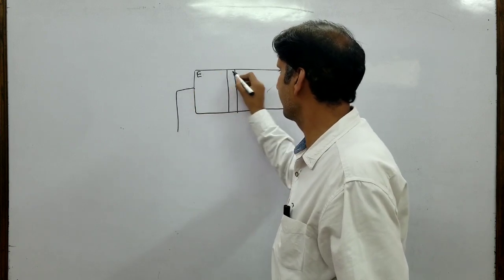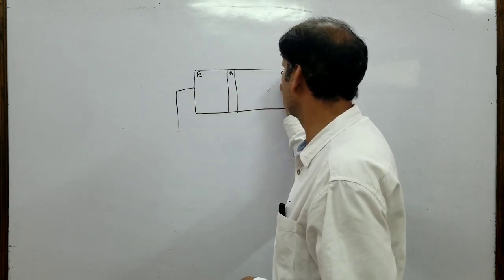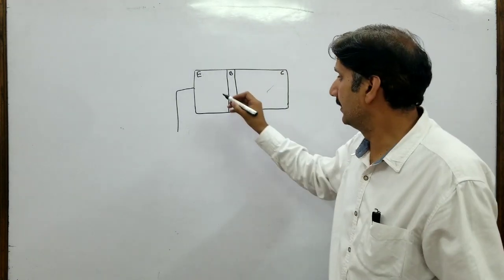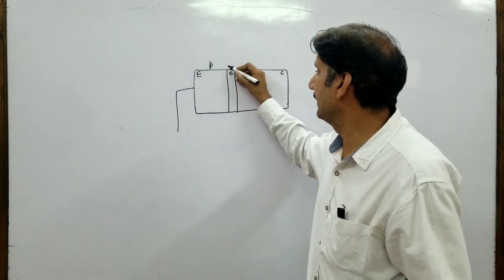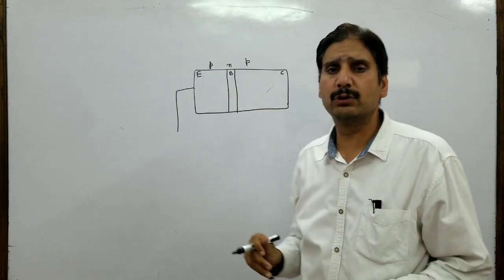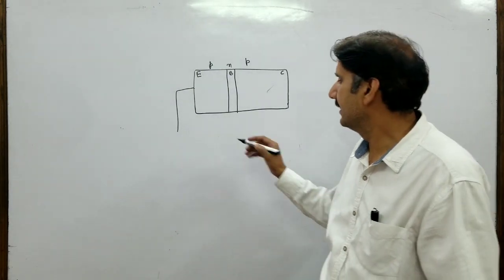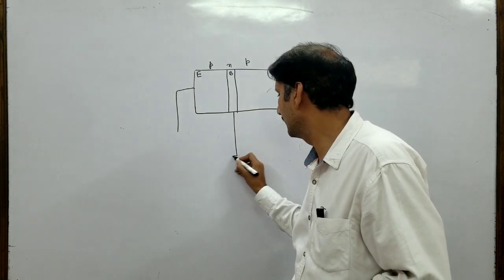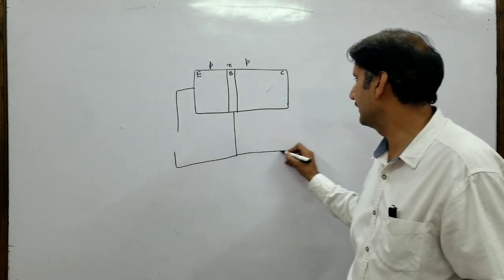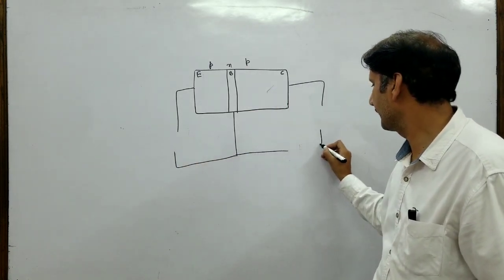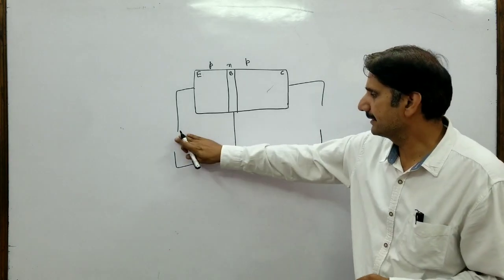This is emitter, this is base, this is collector. I am, say, using a PNP transistor. Things would not be much different when I use an NPN transistor, except the charge carriers. Charge carrier polarity will change. I have kept this space open.